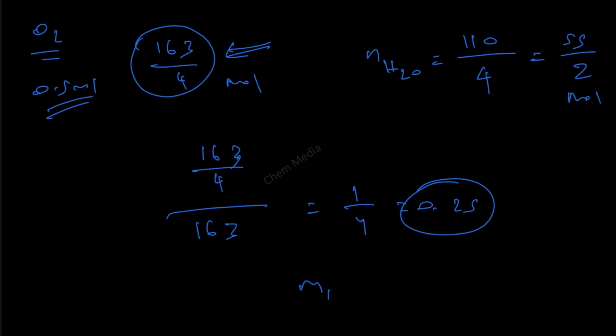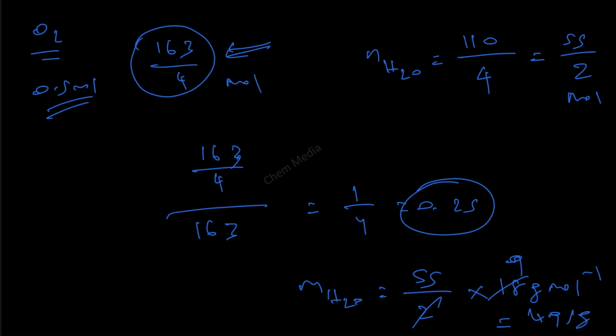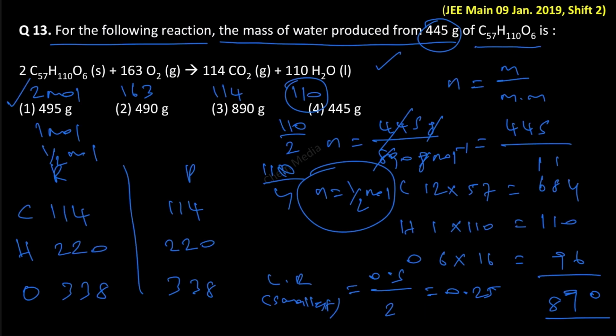So, mass of water is equal to 55 by 2 times 18 gram per mole. That is the molar mass of water. So this is 2 times, so 9 times 55. 9 times 50 is 450. 9 times 5 is 45. So 495 gram. That is the correct answer. So, option 1 is correct.